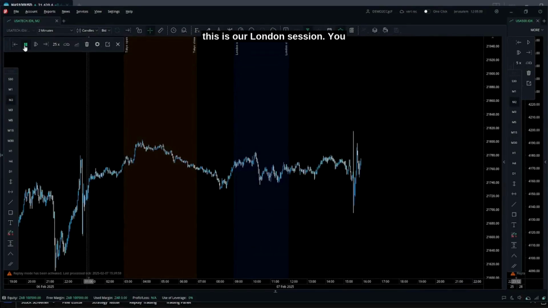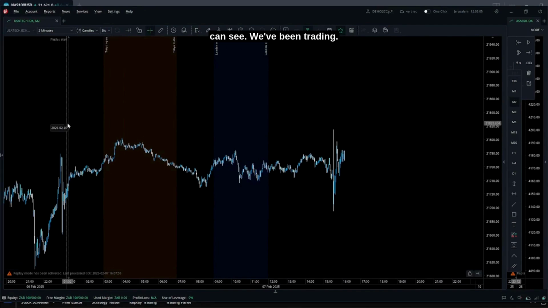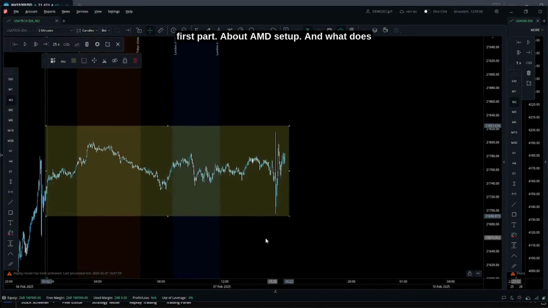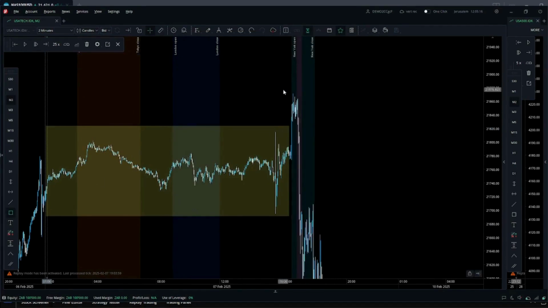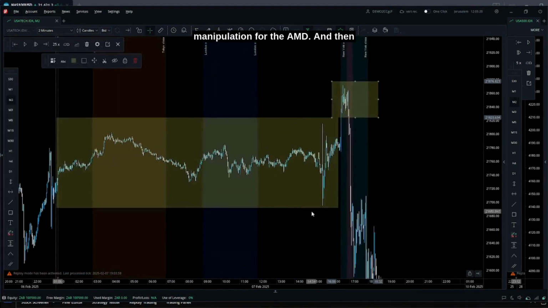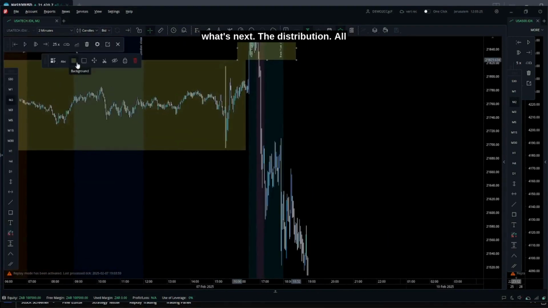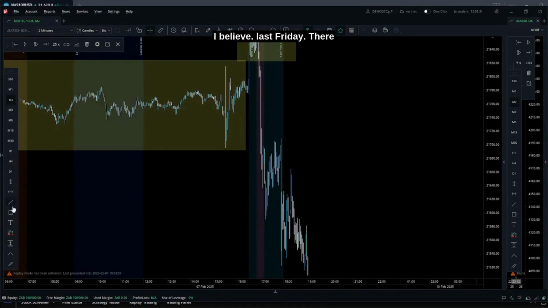And this is how it looks on the charts. So this is our London session. You can see we've been trading within a consolidation range, the first part of our AMD setup. And what does price do? Manipulates that range up there, giving us our manipulation for the AMD. And then what's next? The distribution, all the way down. This was last Friday, I believe. Yeah, last Friday.